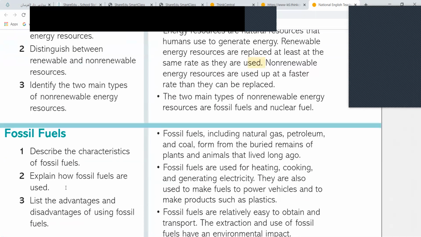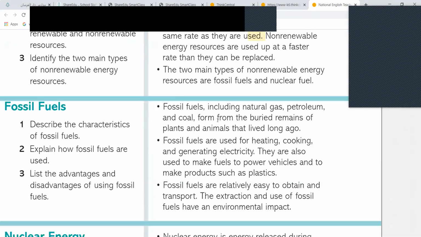Now, describe the characteristics of fossil fuels. Fossil fuels, including natural gas and petroleum, I told you they are all made from dead animals. But coal is from dead plants or dead trees. They are formed from the buried remains of plants and animals that lived long ago. This is the characteristic of fossil fuels.